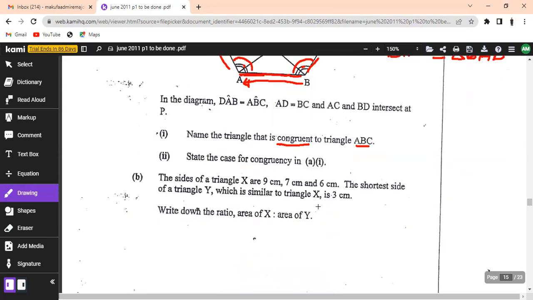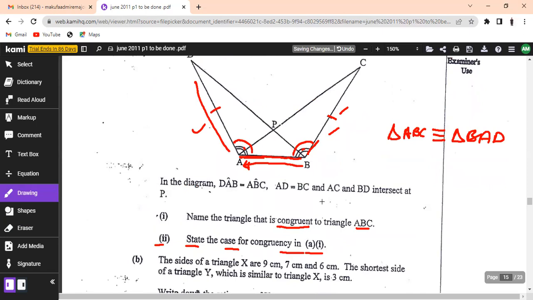And this one, they are even asking here on item 2 to state the case of congruence that we used. So the case that we used here, as you can see, AB is a side, okay? Then we have got an angle, which is the same as this angle. So it's a side, angle. And we say this side and this side are the same. So it's side, angle, side. Okay, so this one, that is the case of congruence, side, angle, side, just like that.